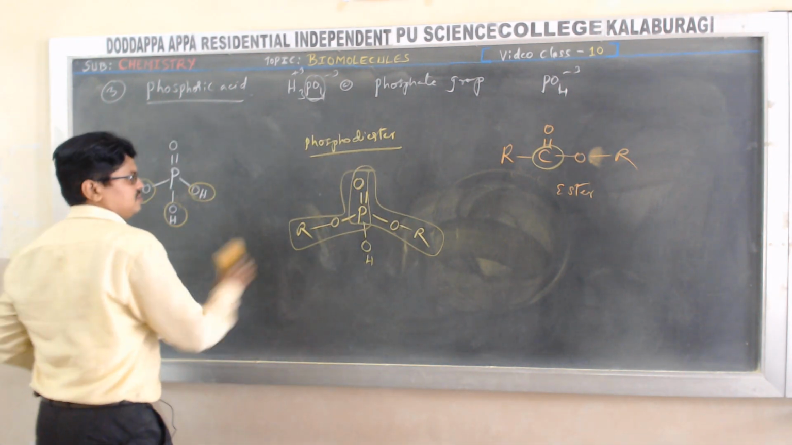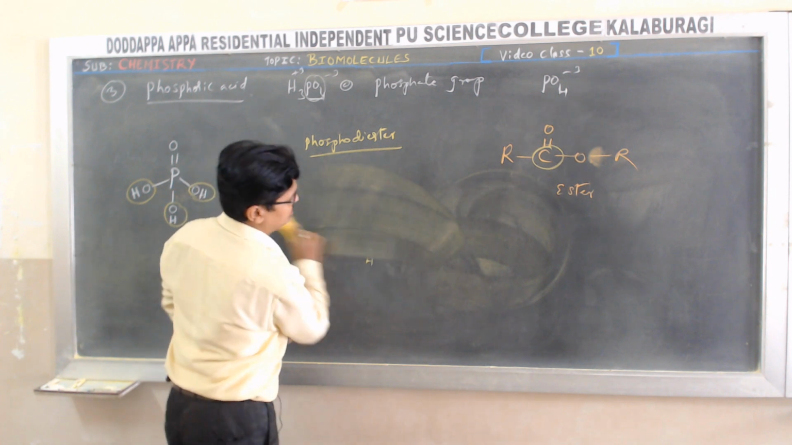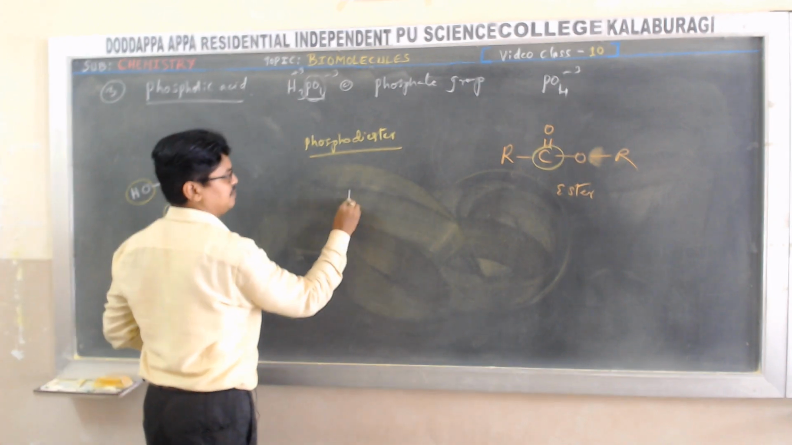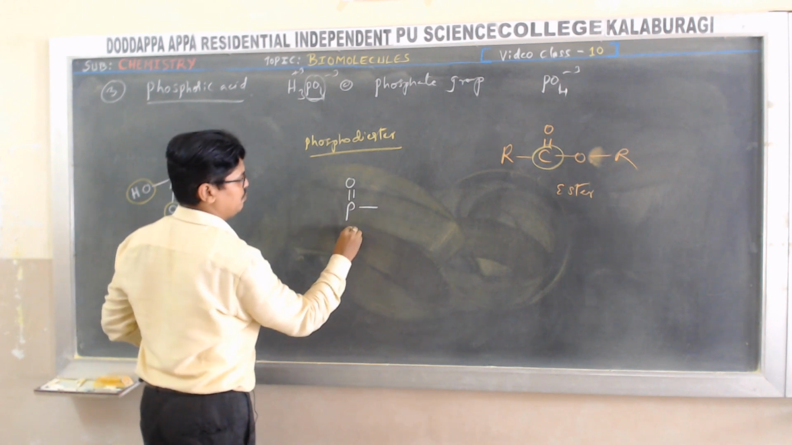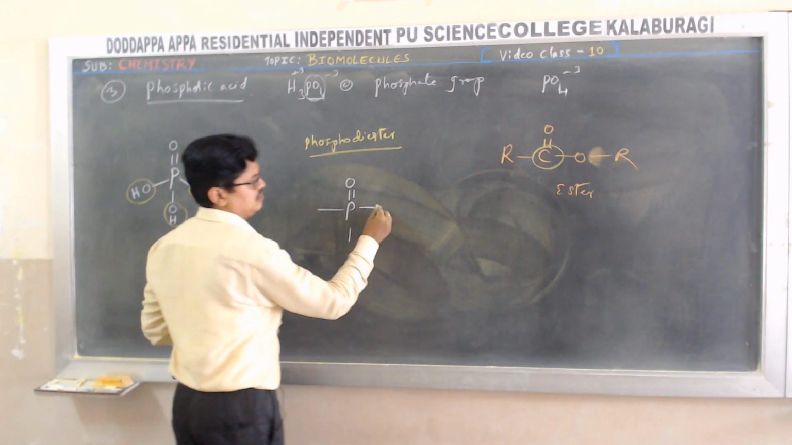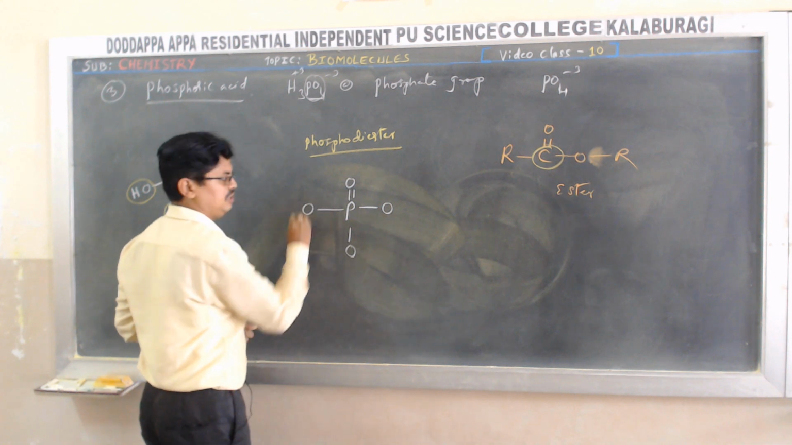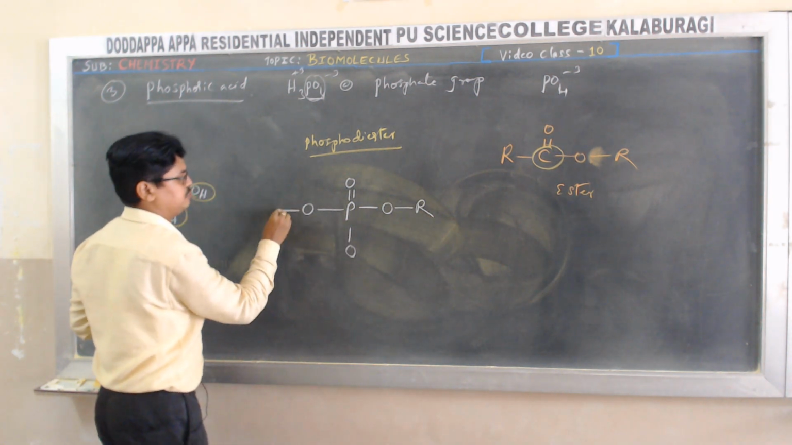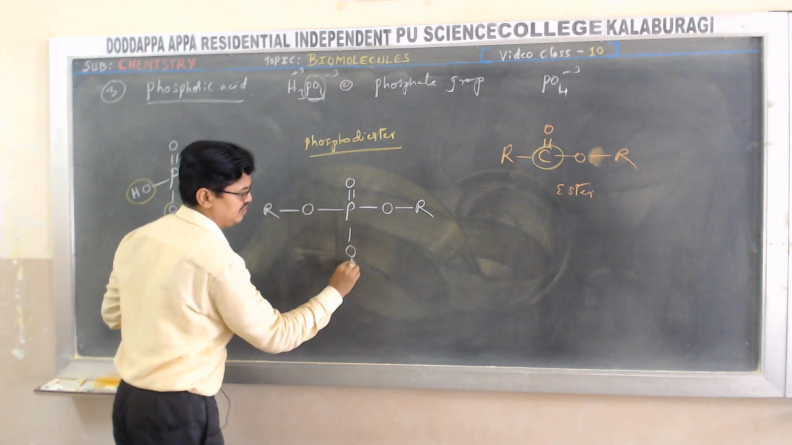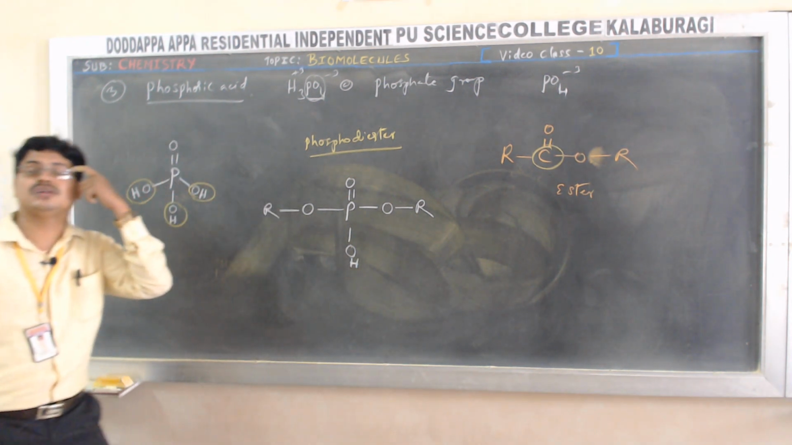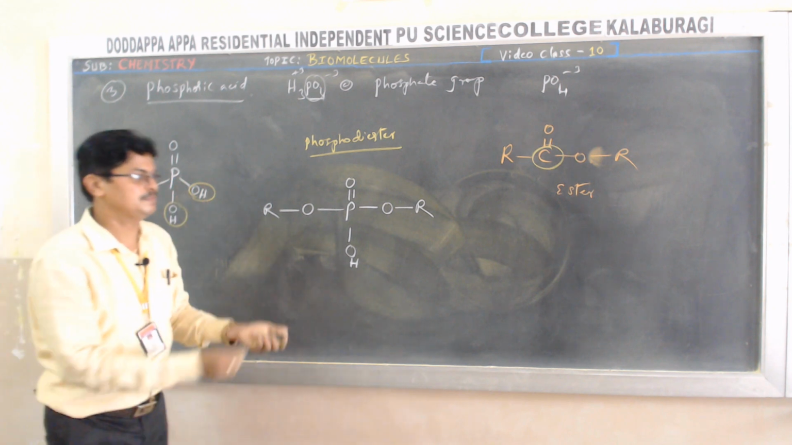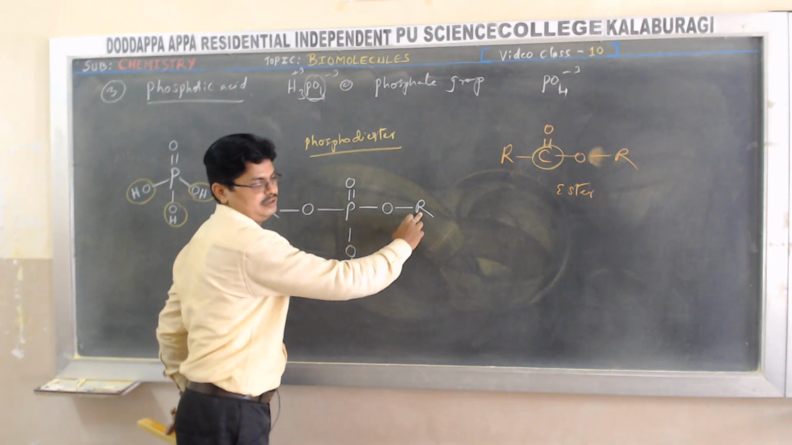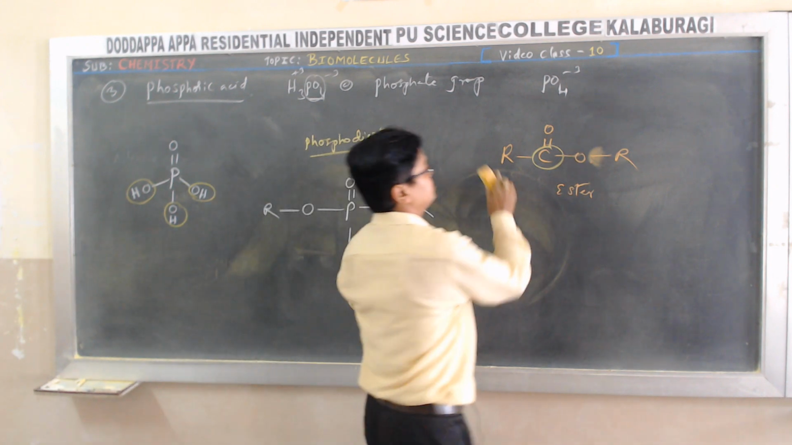So this is the structure of phosphodiester. How do you write it? Write phosphorus, whose valency you show as 5. Then you write three oxygens, here replace H by R group, here also replace H by R group, then here it is OH. This is the structure of phosphodiester. This R group is nothing but it is attached to sugar.